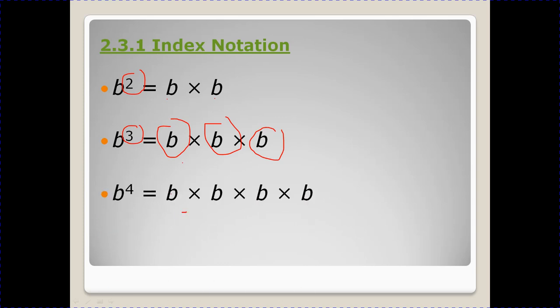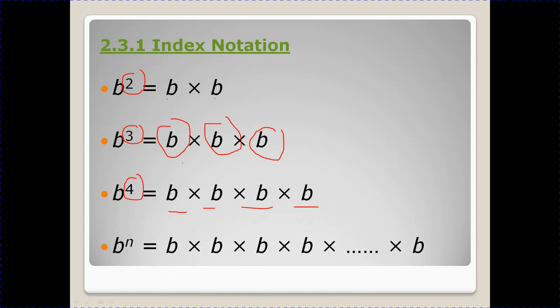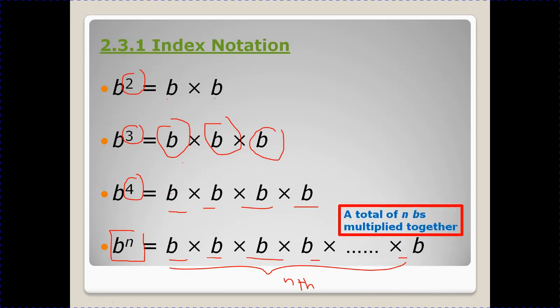Now, if I have b times b times b times b, it can be written in the form of b to the power 4 because b is multiplied by itself 4 times. Now, if I have b multiplied n times, then it can be written as b to the power n. So if I multiply b by itself 5 times, it is b to the power 5. If I multiply b by itself 10 times, it is b to the power 10. So a total of n b's multiplied together.